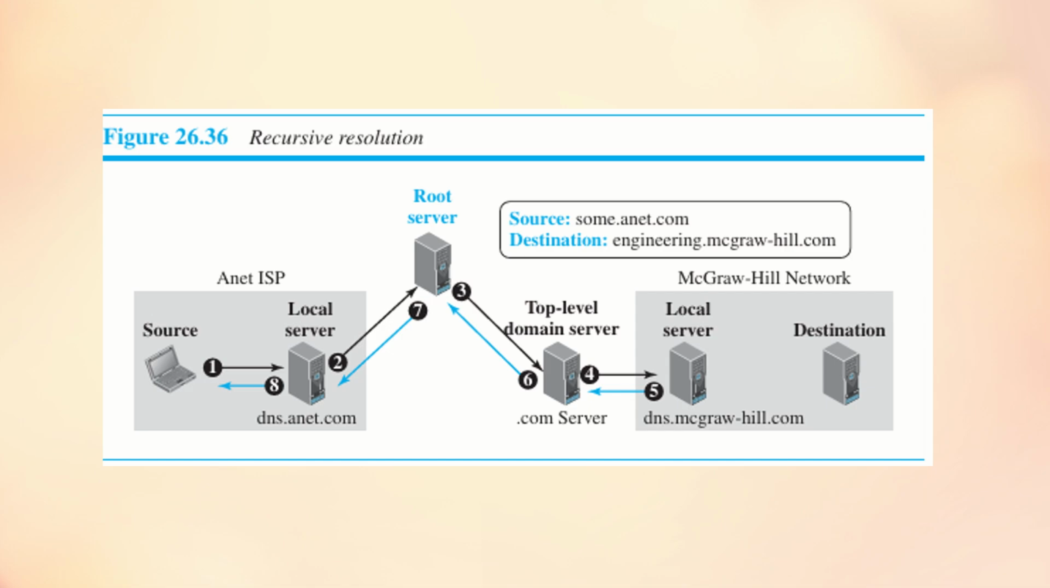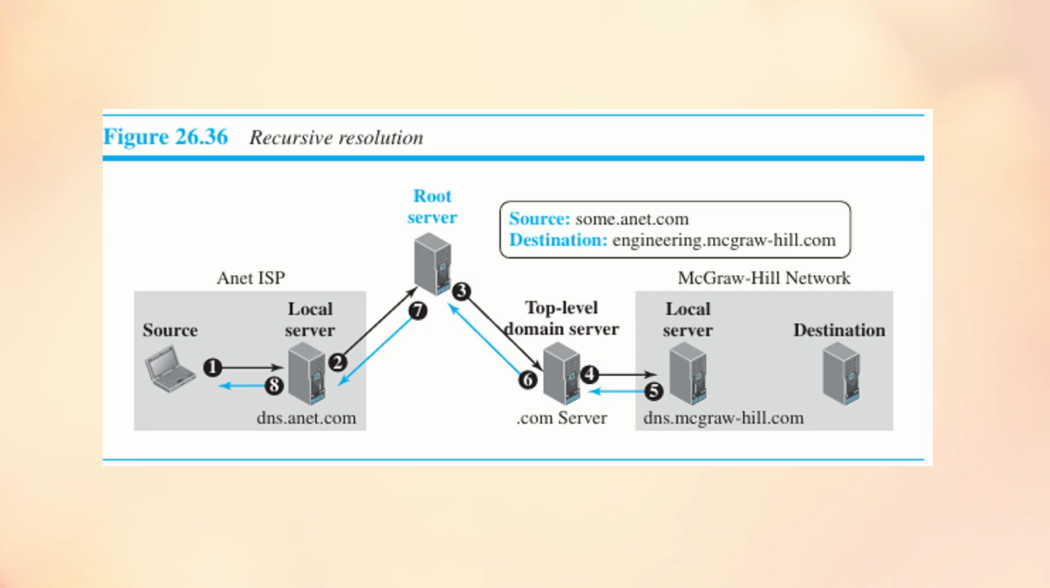Now I am focusing on event 4, which knows the IP address of the destination host. The IP address is now sent back to the top level DNS server, which corresponds to event 5, then back to the root server, which corresponds to event 6, then back to the ISP DNS server, which may cache it for future queries. Now we are in event 7. And finally, back to the source host, that is event 8.